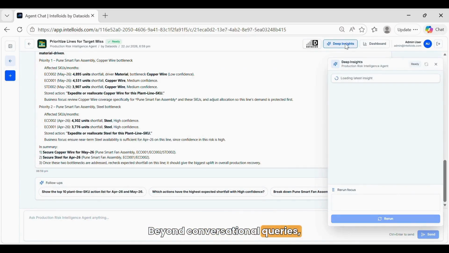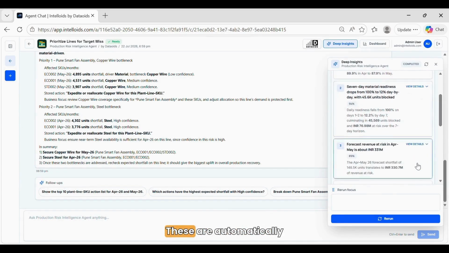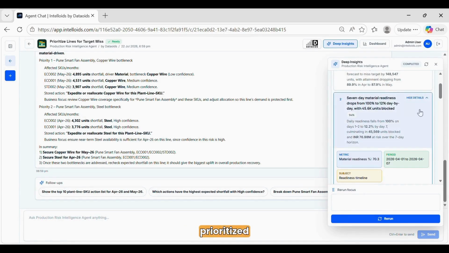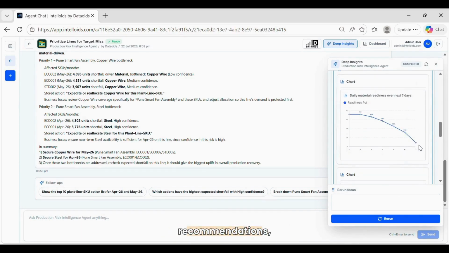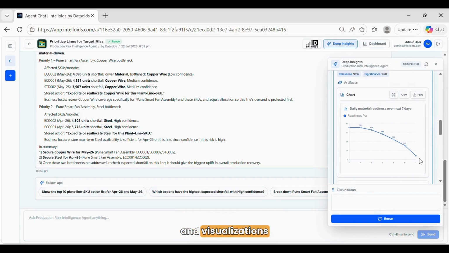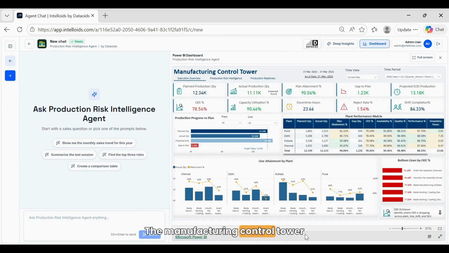Beyond conversational queries, the agent can also generate AI-powered deep insights. These are automatically prioritized analyses that combine business context, supporting evidence, recommendations, and visualizations into a single explainable view. The manufacturing control tower turns fragmented manufacturing data into a single decision layer. It helps teams monitor today's execution, understand future production risks, and act early on material constraints before they become missed production.